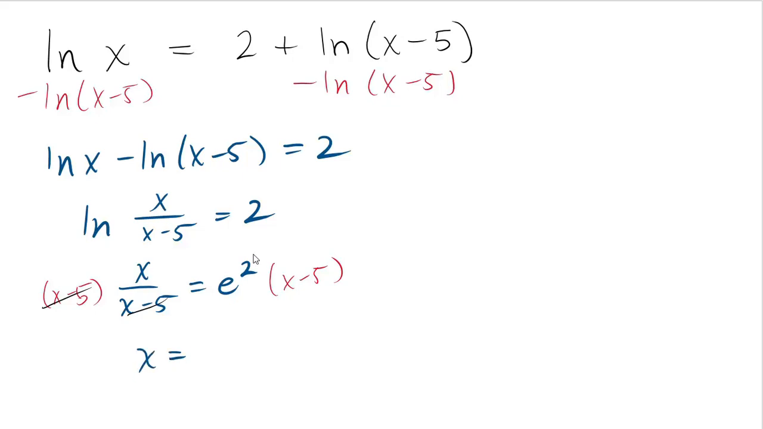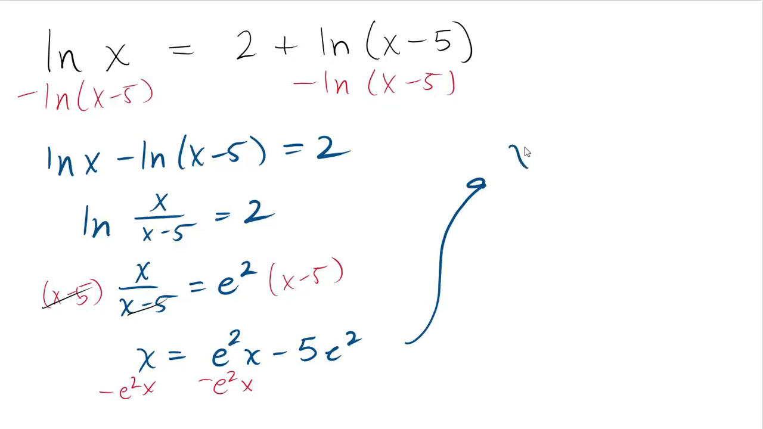On the right side, remember that e squared is just a number, and so you can distribute it to both terms. This is e squared x minus 5e squared. I want to get all of the x's to the same side, so I would subtract e squared x from both sides. Let's take this over here. And we get x minus e squared x equals negative 5e squared.